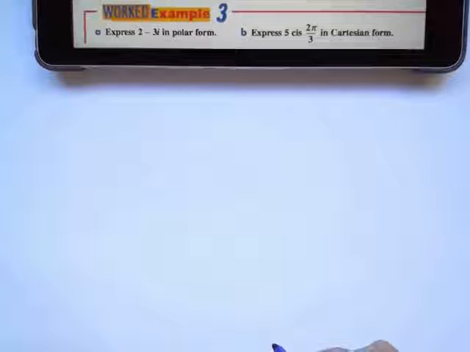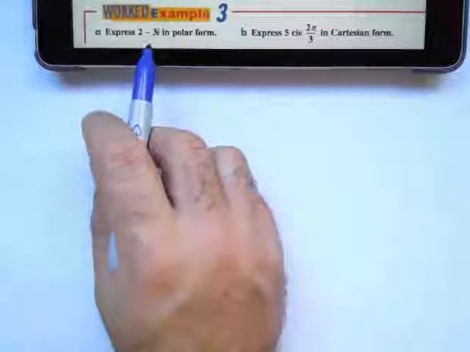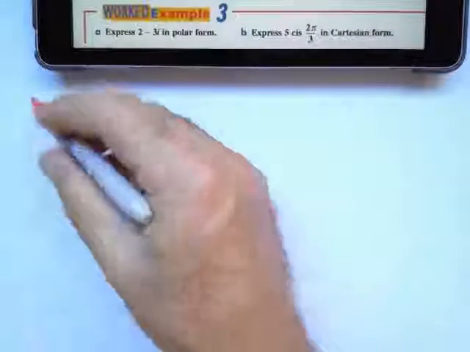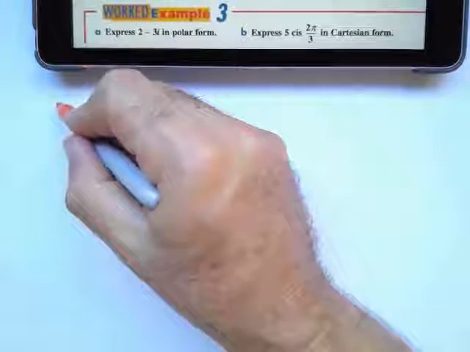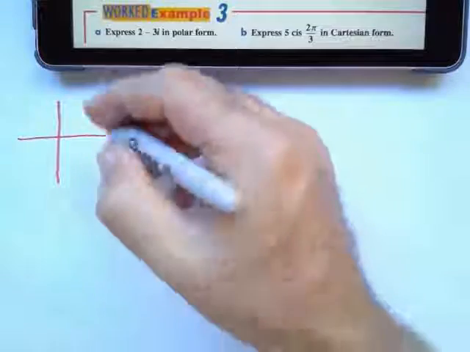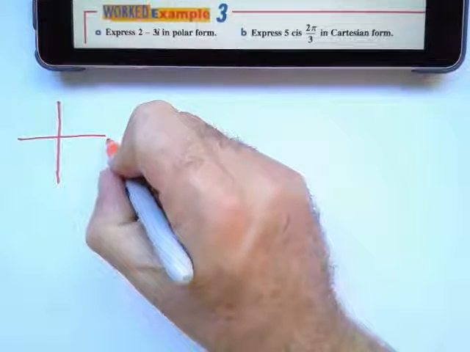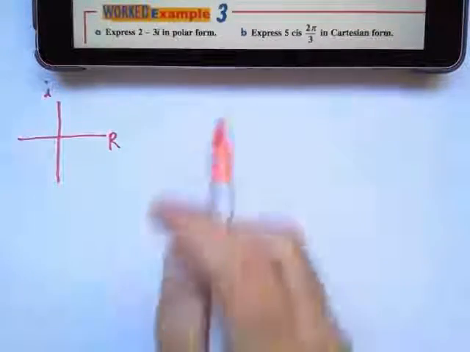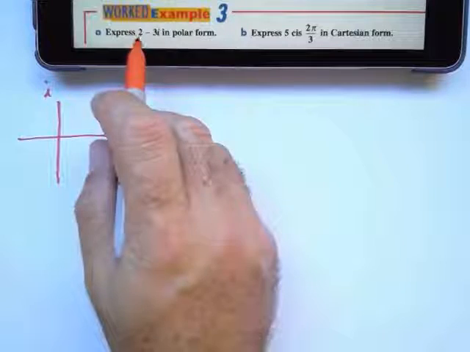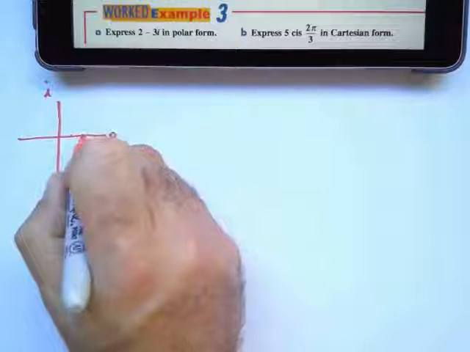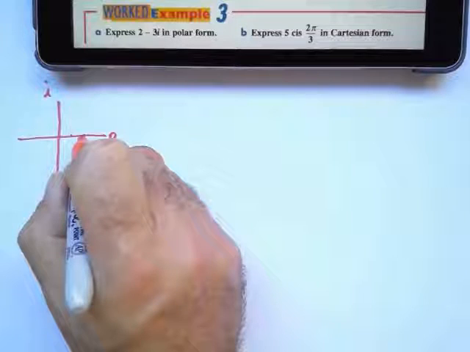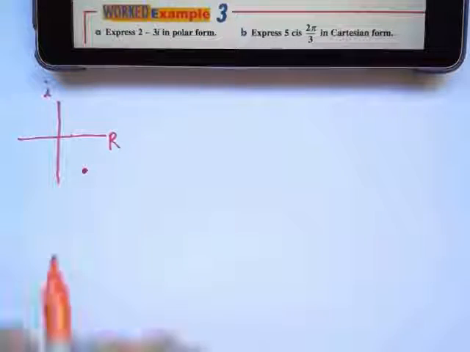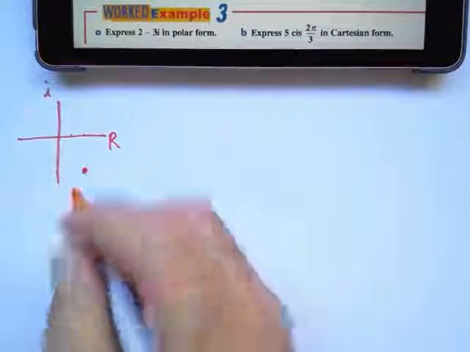Express 2 minus 3i in polar form. So we know we're working with a complex number. I'm going to quickly revise what it actually means. So again, if I have an Argand diagram, where this is my real value, and this is my imaginary value, I can say that 2 minus 3i, my real value is 2, so it's 1, 2, so it's down here, and i is negative 3, so negative 3 is down there. So there's two ways to write down this complex number.